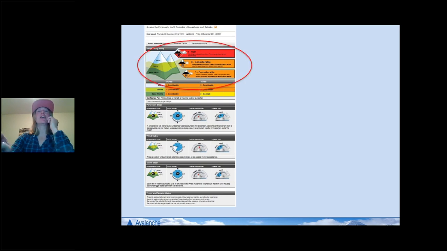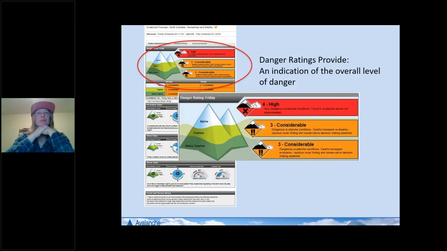Perfect. Okay. So we're going to start off by just looking at the bulletin. We're going to start with the hazard ratings. When we're at the very basic level of our education, sometimes we look at the colors and we kind of see traffic lights, right? Red means stop, yellow and orange are kind of slow down, and green means go. And we kind of want to look a little bit past that into the actual definition.